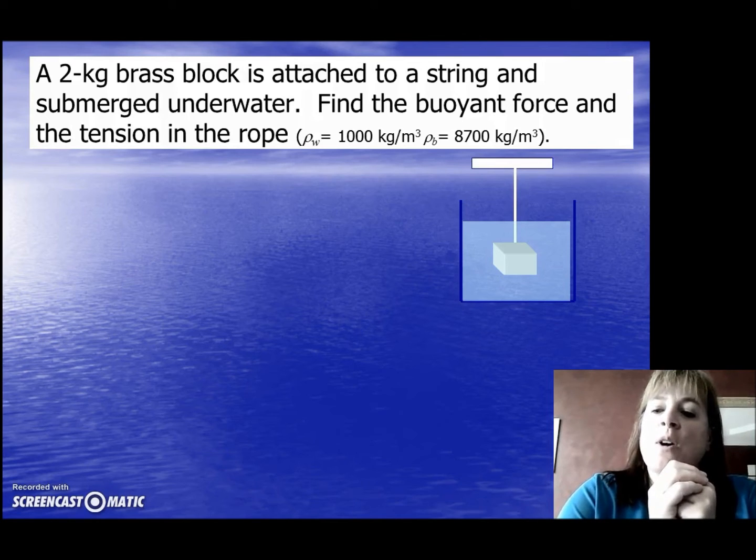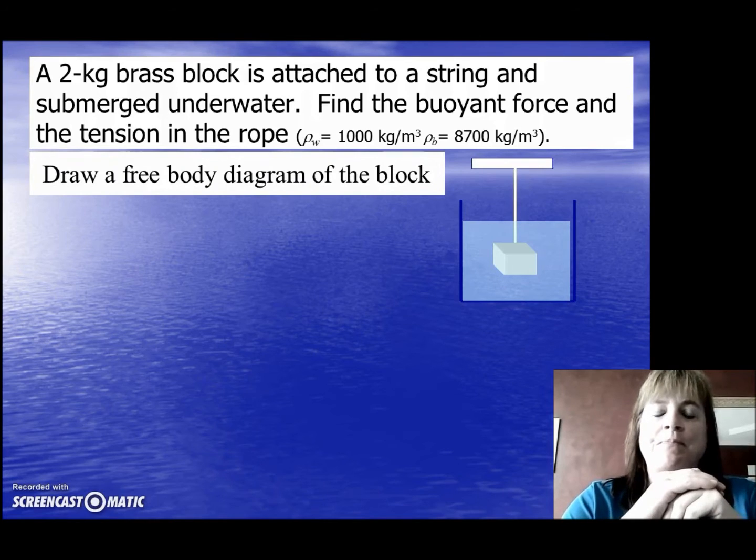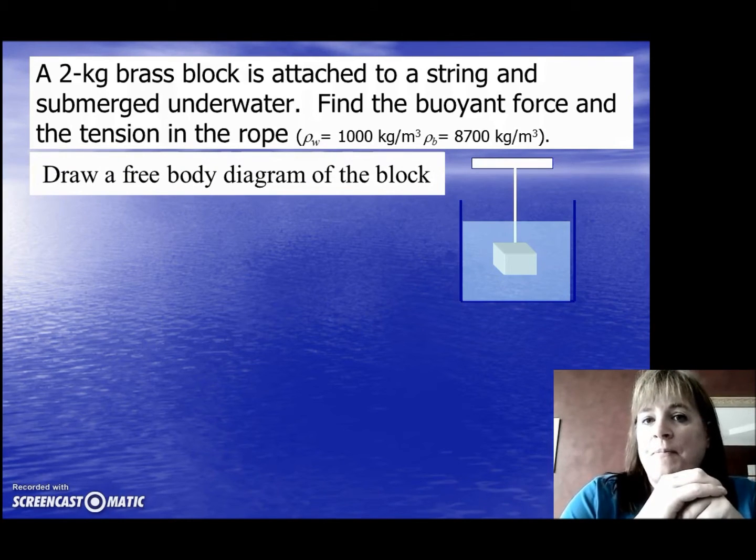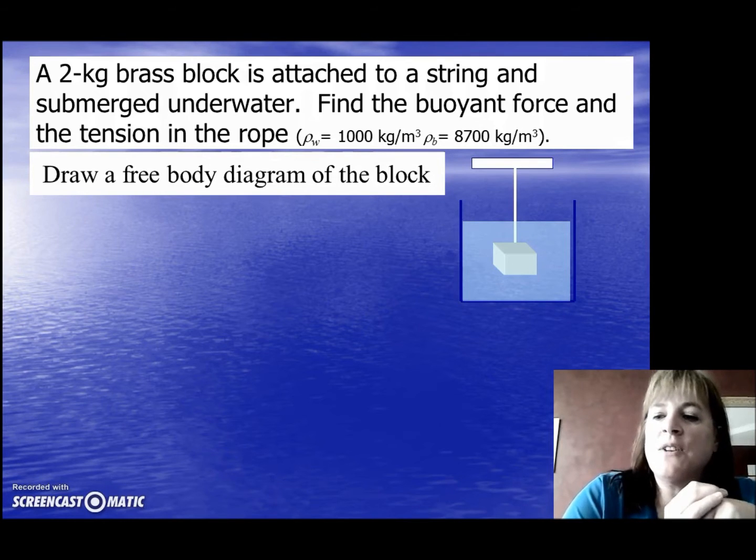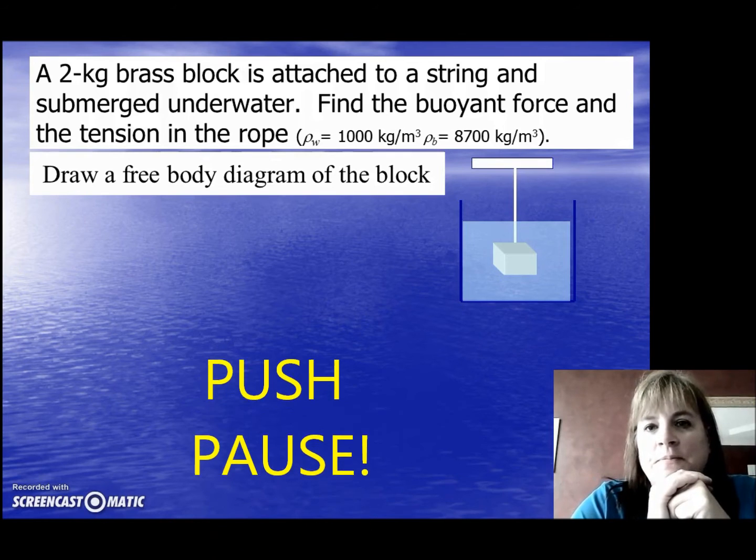So first thing I want you to do is draw yourself a free body diagram. Identify all the forces on the block, and then see if you can figure out the buoyant force. Pause the video and see how far you get.